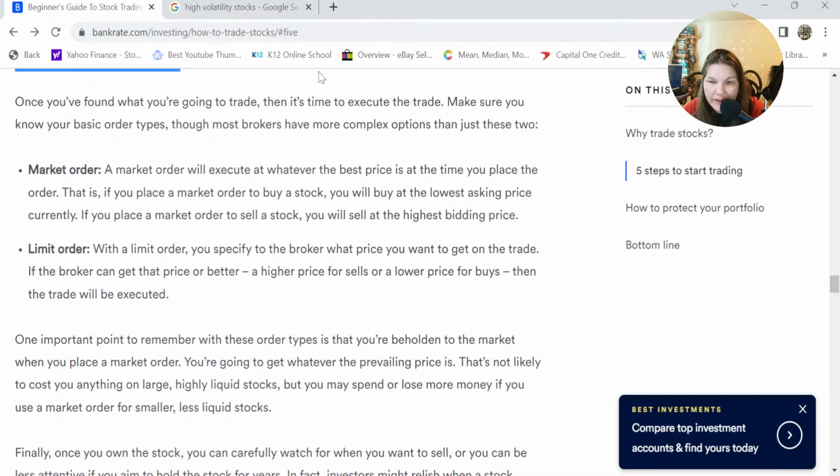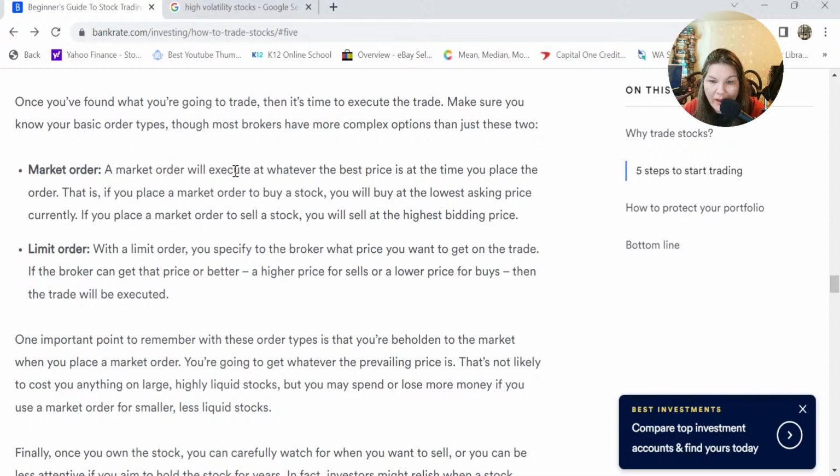Once you've found what you're going to trade, then it's time to execute the trade. Make sure you know your basic order types, though most brokers have more complex options than just these two. They sure do. In TD Ameritrade, there's a bunch of different options, guys. So we have to learn all of them. This right here is a good start.